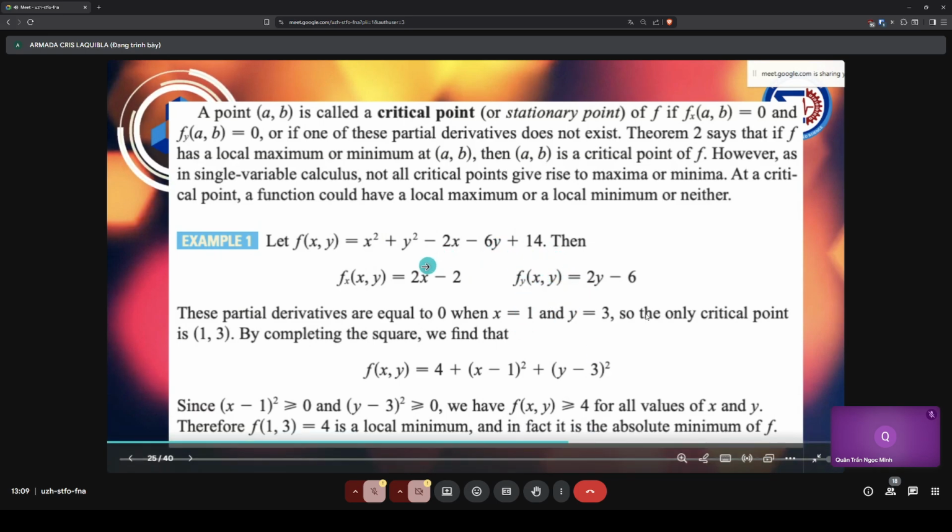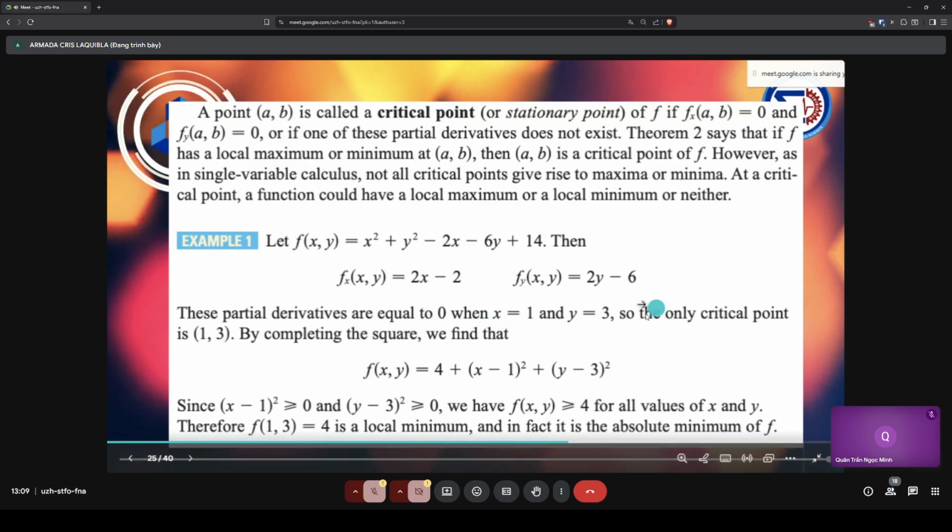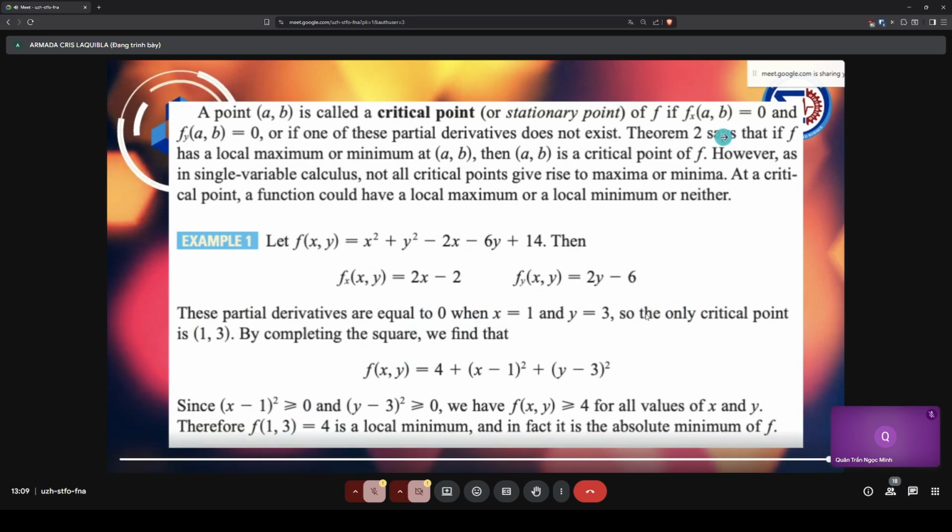Next, for your f_y, derivative of the x squared is 0. Y squared is 2y. Derivative of negative 2x is 0. And negative 6y is negative 6 because there's a y there. And derivative of 14 is 0. So what we're going to do now is to equate this to 0. This is the definition of your critical point. If you equate that to 0 and you solve for the values of x and y there, your x and y values are now your point (a,b).